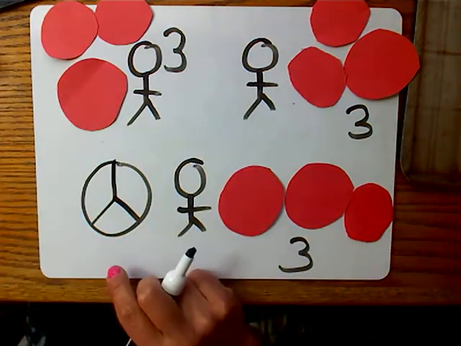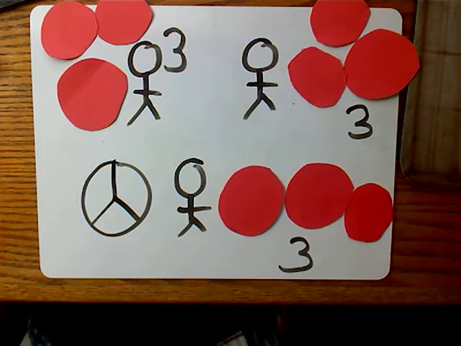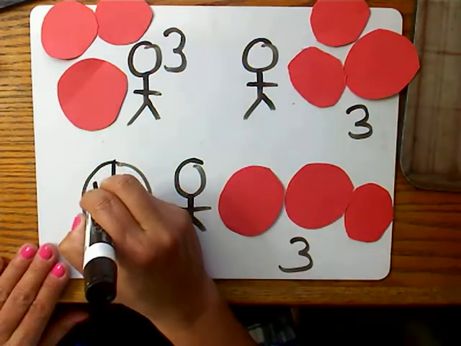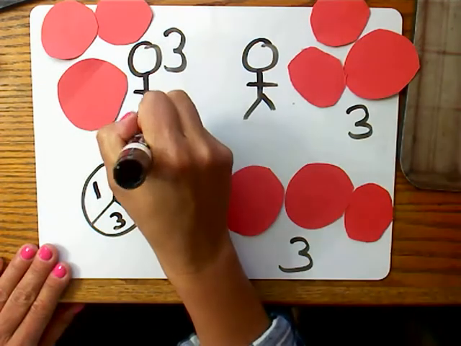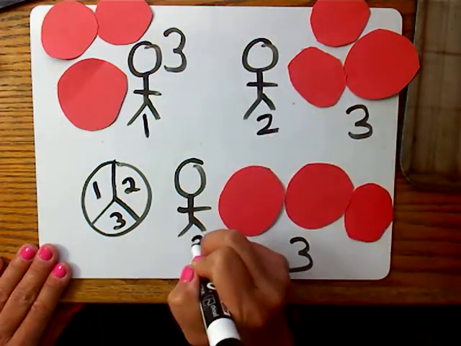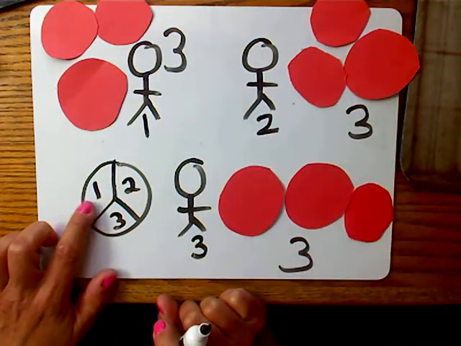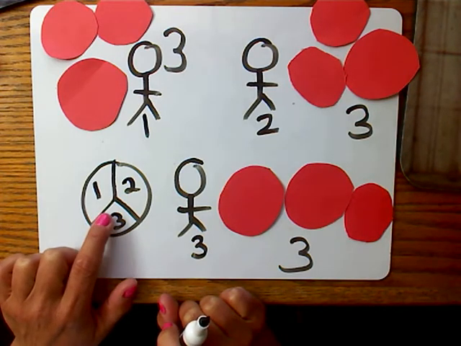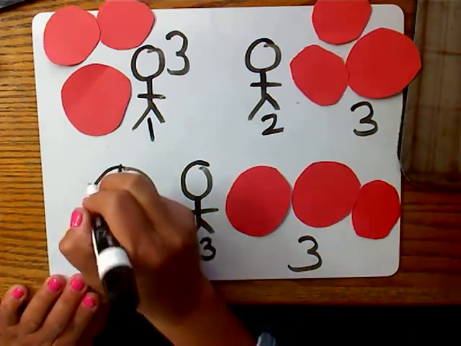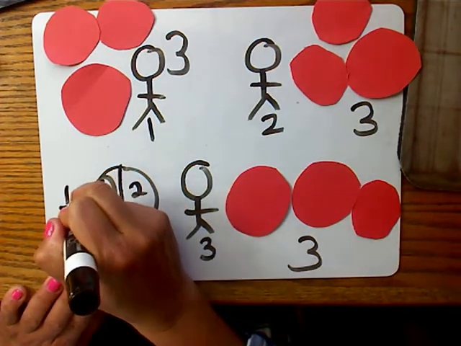Remember, when we're doing fractions, we want to make sure that they are equal. Okay, so I'm going to put a 1, a 2, and a 3. And those represent this first friend, the second friend, and the third friend. So how much of this cookie are they going to be getting? What fraction of this cookie are they going to be getting? And the answer is 1 out of 3.